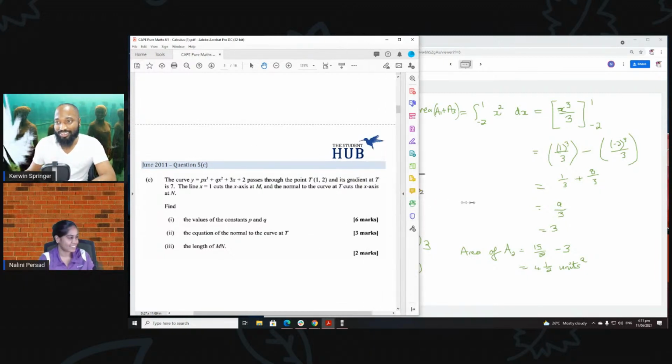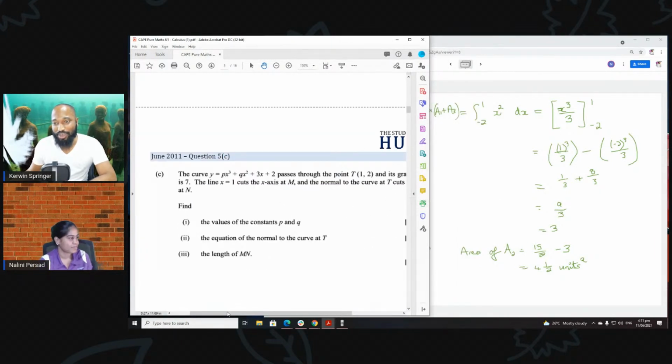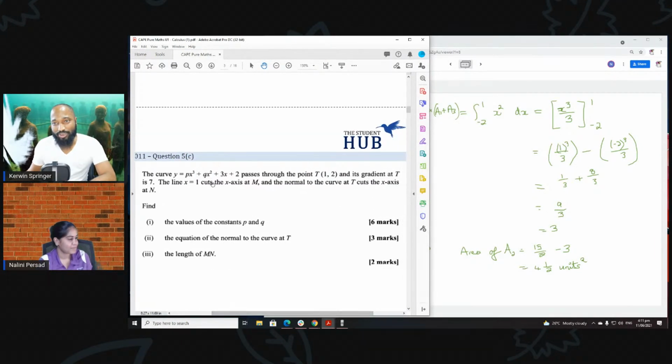So the curve y is equal to px cubed plus qx squared plus 3x plus 2 passes through a point T. Nice. And its gradient at the point is 7. Beautiful. The line x equals 1 cuts the x-axis at M, which we could find the coordinates of very easily. And the normal to the curve at T cuts the x-axis at N. Wow, this is an extravagant question. It just wants the unnecessary small things.